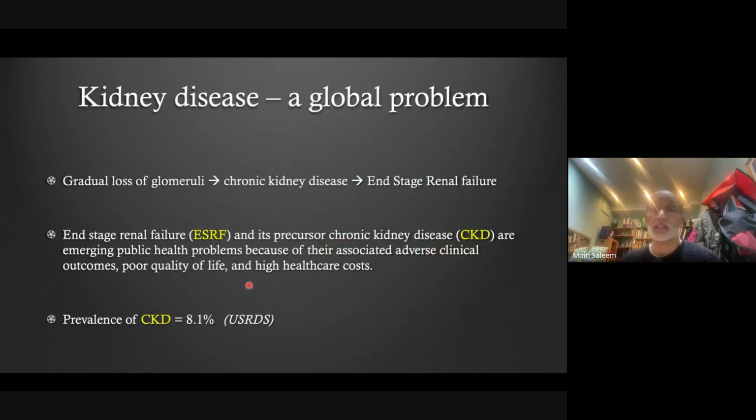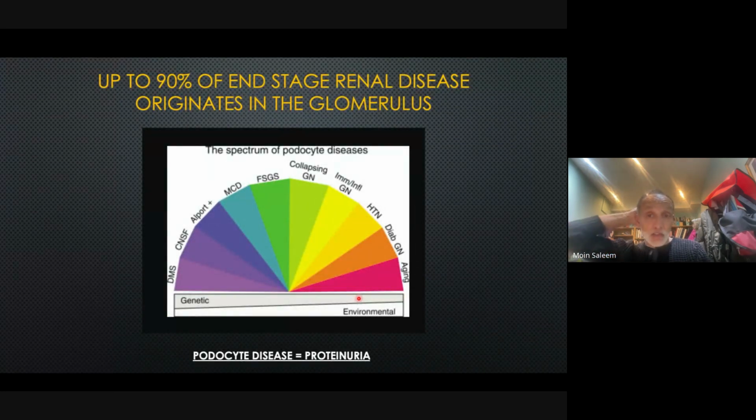And so kidney disease is a huge global problem. If you get damage to the filtration barrier, you can gradually lose glomeruli through mechanisms such as fibrosis. That leads to chronic kidney disease, that leads to end-stage renal failure. And these are large public health problems, with high healthcare costs. Clearly, dialysis and transplantation are very, very expensive. And it's estimated that the prevalence of CKD worldwide is about 8% of the population. So it's very common. And most end-stage renal disease originates in the glomerulus.